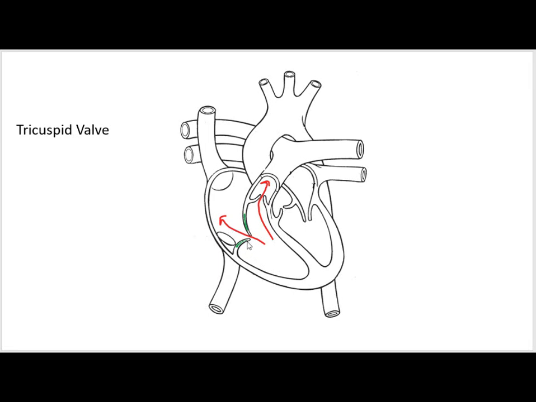And to strengthen and enforce the closure of these valves so that the valves don't swing backward, what did we say? We said the cusps of these valves are attached to tiny strings, and those strings are called chordae tendineae. And then chordae tendineae is attached to muscle, papillary muscles. So those papillary muscles contract and prevent them.